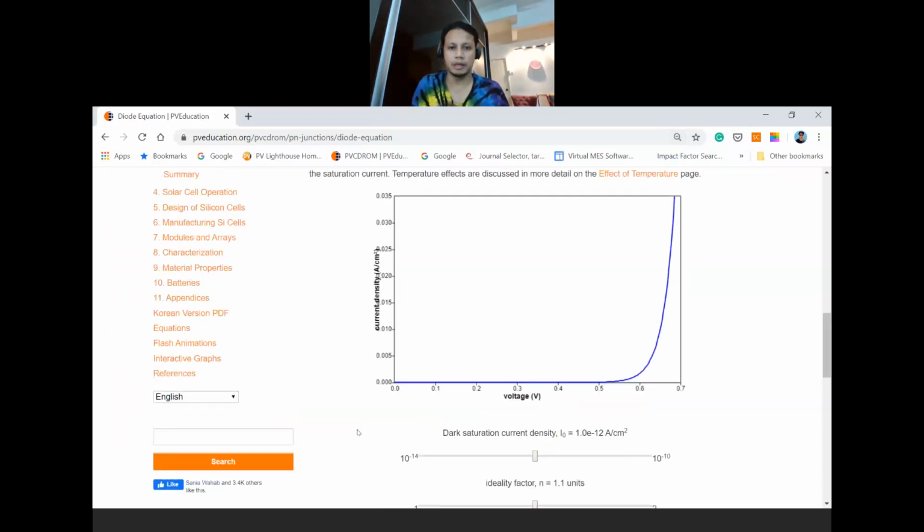Okay, you can come down here and play with the dark saturation current density, I naught. You can go to the right to get higher leakage current, going to 10 minus 10. You can also go to the left to go to lower leakage current, or minus 13, minus 14. And you can see the shape of the curve changes accordingly, right? So you can see that.